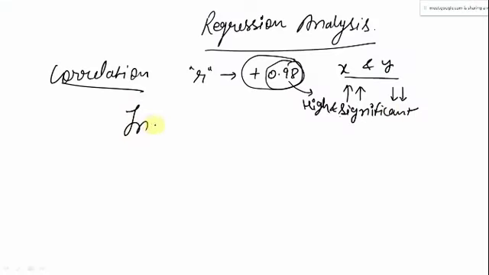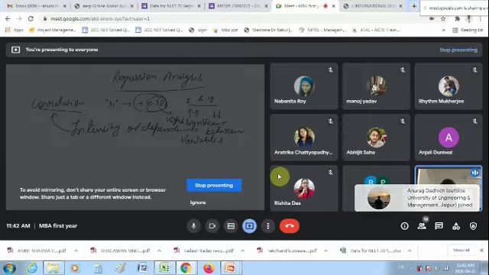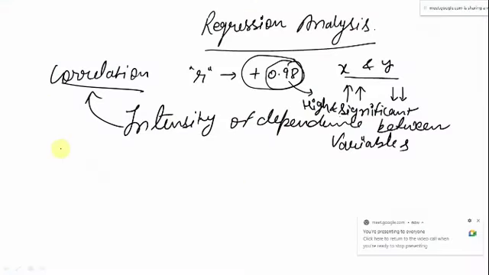If I write it in general words, intensity of dependence between the variables. This is what we have calculated by using correlation. But okay, I have found the dependence, the intensity of relationship between two variables. But what if I ask, what will be the value of y if x is equal to 100?